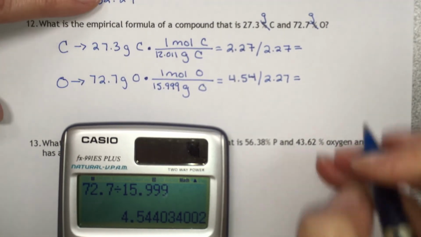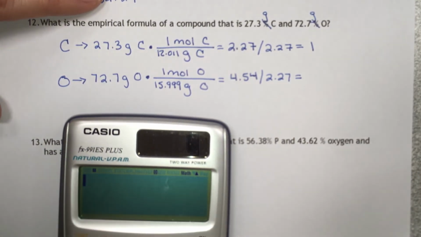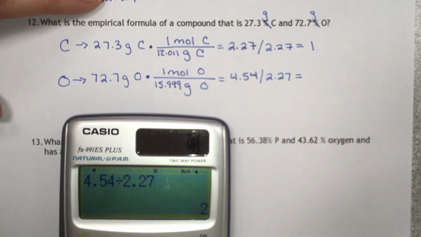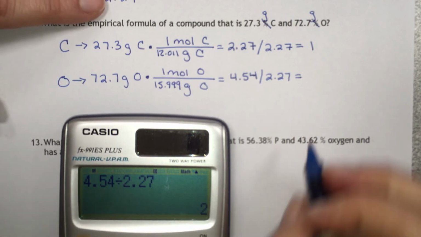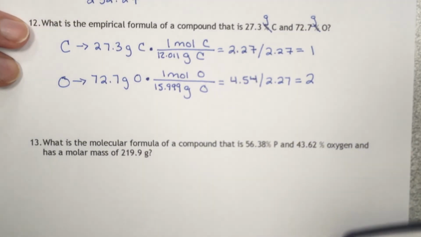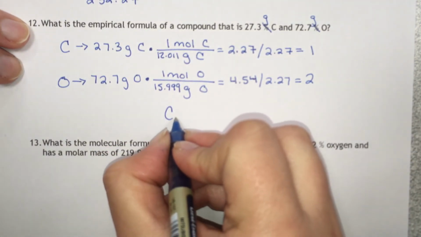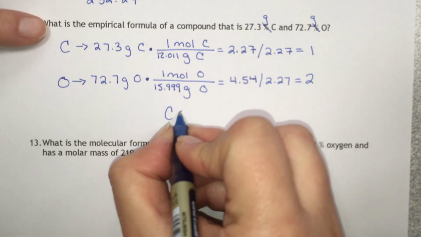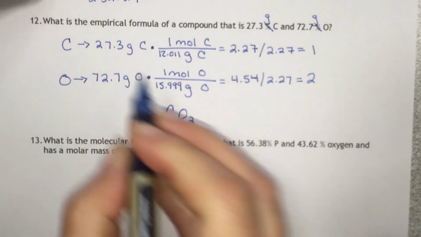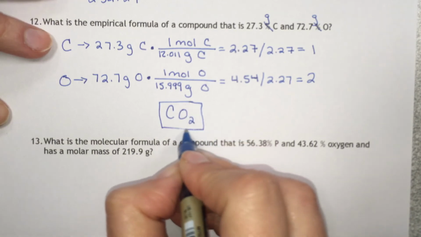All right, so this one should be 1, right? If I did these right. And then we have 4.54 divided by 2.27. Wow. That makes it easy. All right, so we have our subscripts. So it's C1, but we don't put the subscript of 1, O2. So the empirical formula is carbon dioxide.